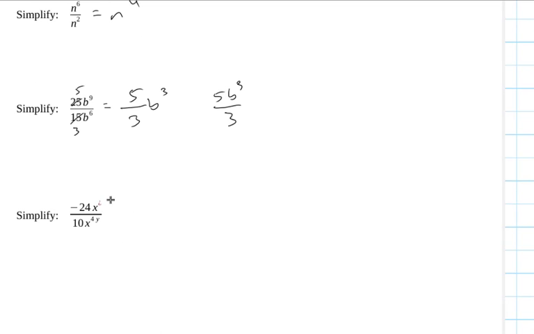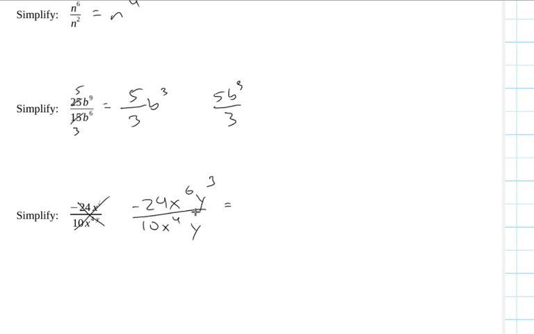This one is a question mark. I think I wrote this wrong. I think this is supposed to be negative 24 x to the sixth over 10 x to the fourth times y. So I just typed it in incorrectly there. Actually, I think there was supposed to be a y up top also. I don't remember. But we'll do this.